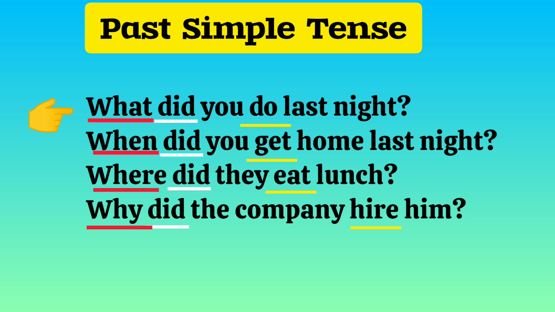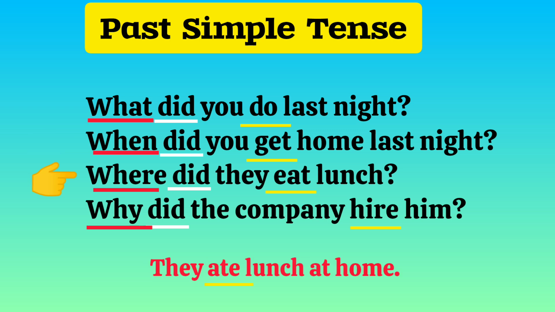What did you do last night? This is a question. And the answer I could say, I watched a movie or I read a book. Here you will notice that the answer is in the past simple tense. The next one. When did you get home last night? The answer could be I got home at 10 a.m. Next, where did they eat lunch? The answer could be they ate lunch at home. Just notice that the verb here is in a past tense, ate.